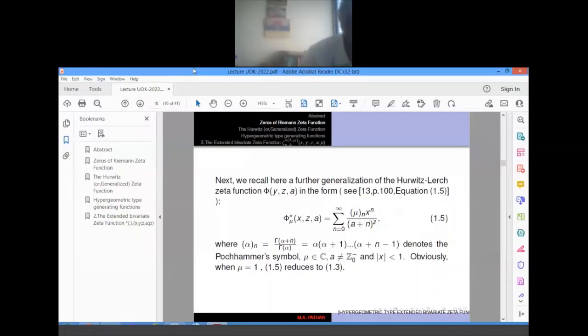Next we recall a further development of the Riemann zeta function in the following form, having the notation zeta mu star (x, z, a) equal to the series mu n x to the power n upon (a plus n) to the power z. Here alpha n is the complement simple element, and the symbol is such that mu is contained in the conditions for a and x. Obviously, when mu is equal to 1, then 1.5 reduces to 1.3.